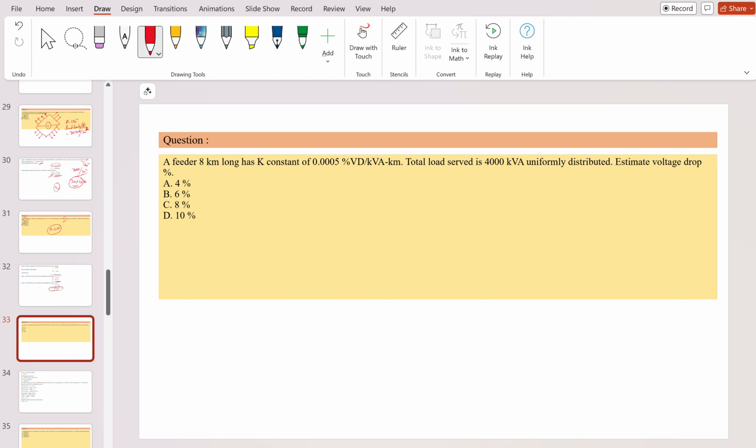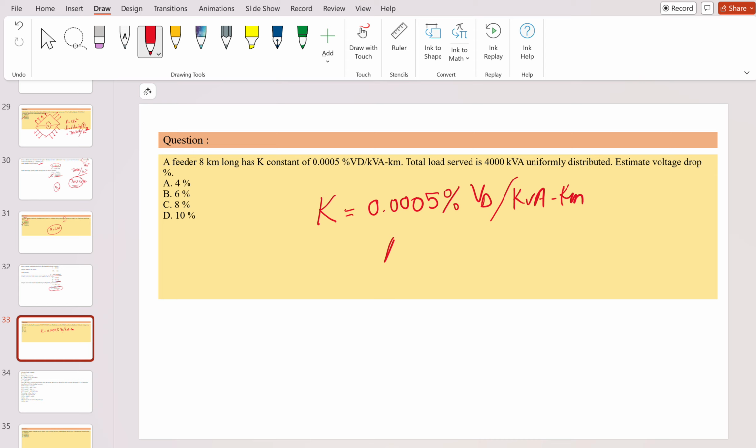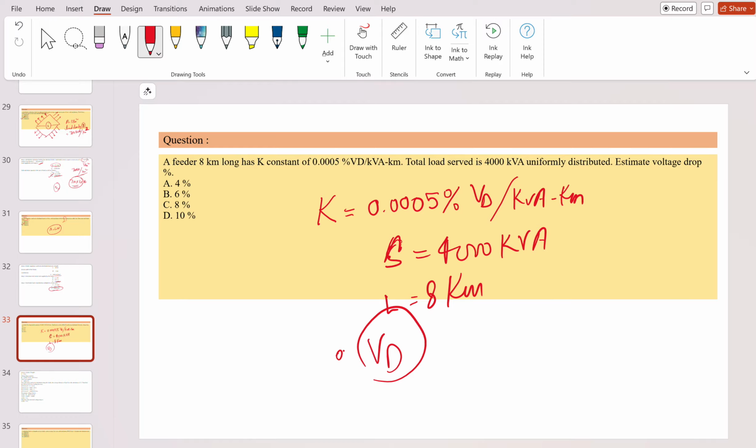Try to solve this. Here the k constant value is given, it is 0.0005% VD per kVA kilometer, and the total served area, S, is given as 4000 kVA, and length is already given, 8 kilometer. It is being asked what is the percentage voltage drop.